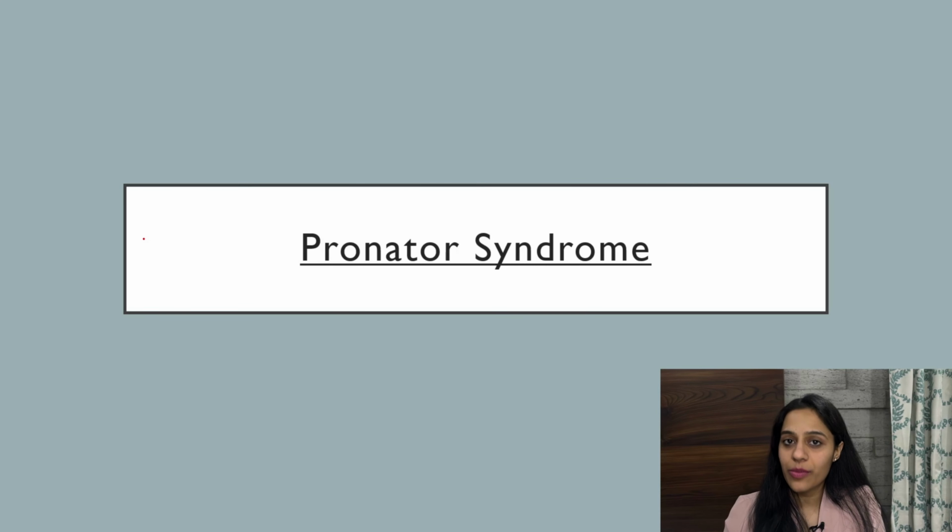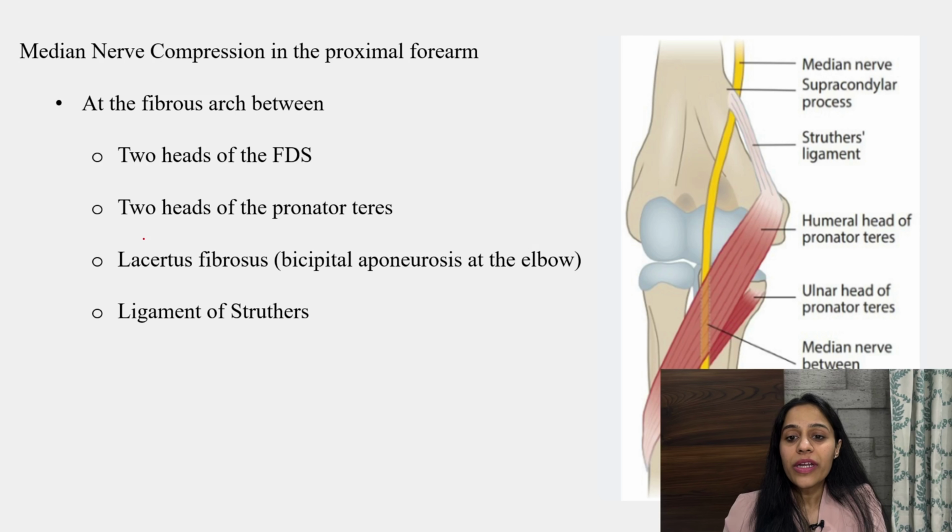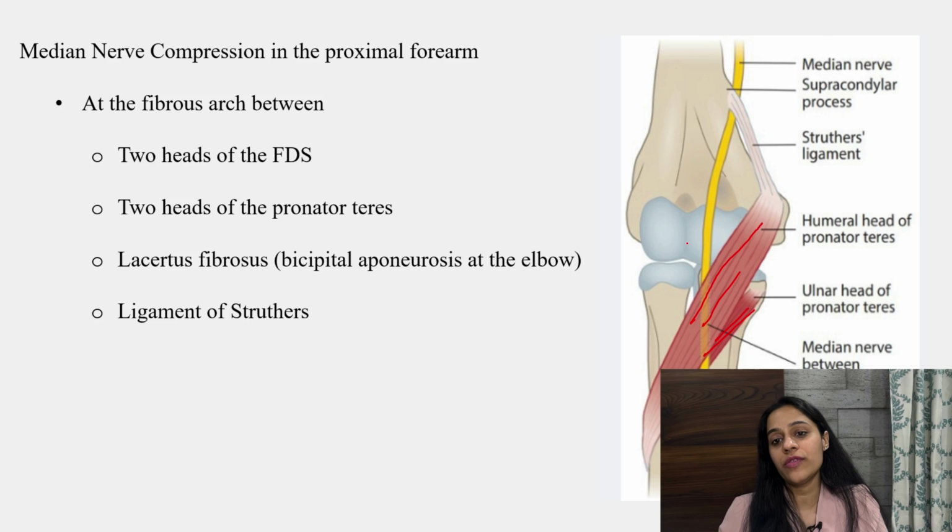The second important syndrome is Pronator syndrome. In Pronator syndrome, the median nerve gets compressed in the proximal forearm. There is a fibrous arch present between the two heads of the pronator teres. You can see this is the humeral head of the pronator teres and the ulnar head of the pronator teres. Or it can get compressed between the two heads of the FDS, or beneath the lacertus fibrosus, which is the bicipital aponeurosis at the elbow, or the ligament of Struthers.